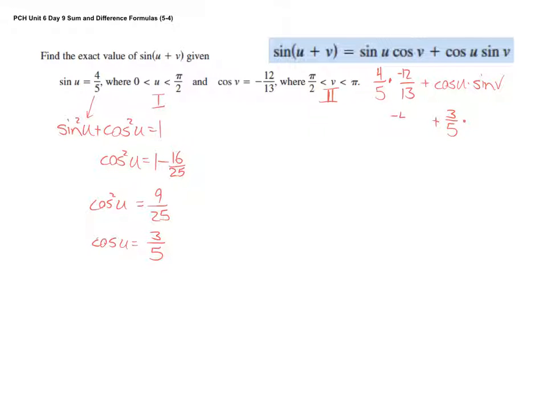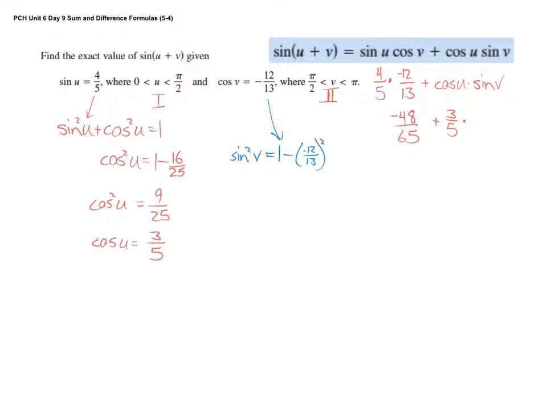This first part is negative 48/65. So now I just need to figure out what sine of v is. How am I going to figure out sine of v? Sine squared equals 1 minus cosine squared. If I use this, notice I need the cosine of v, because I'm trying to find the sine of v. So sine squared v is 1 minus negative 12/13 squared.